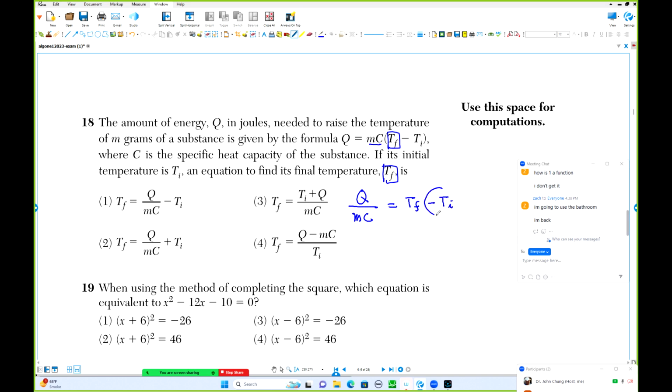This is the second step. Plus TI, right? So I'm going to write down TF first. TF is Q over MC plus TI, right? That's it. Where is the answer over here? TF is Q over MC plus TI. Choice 2 is the answer.